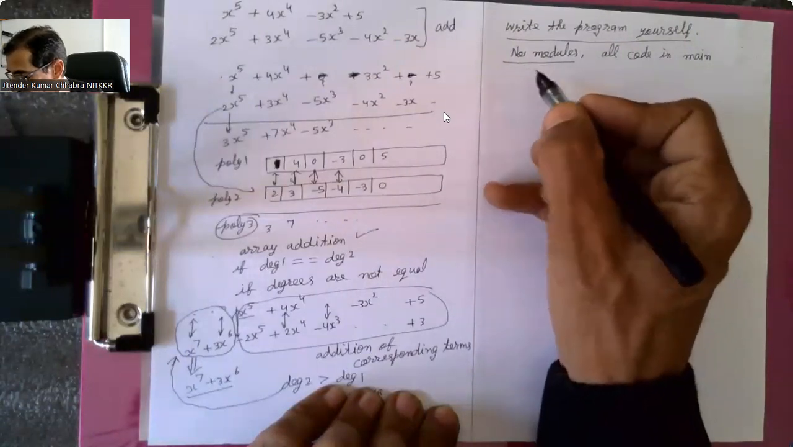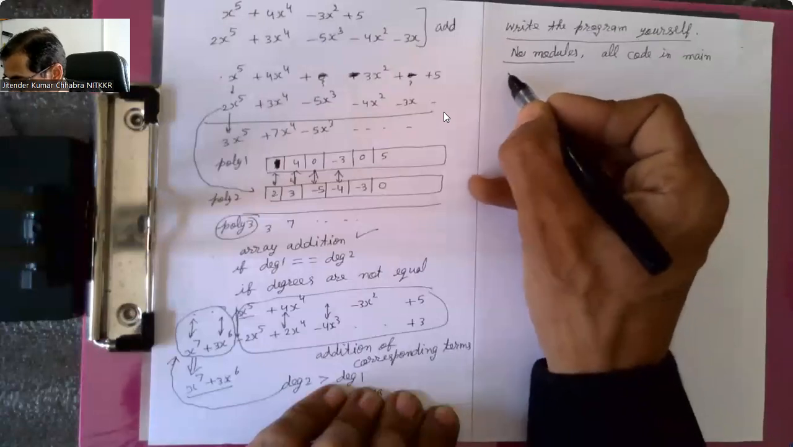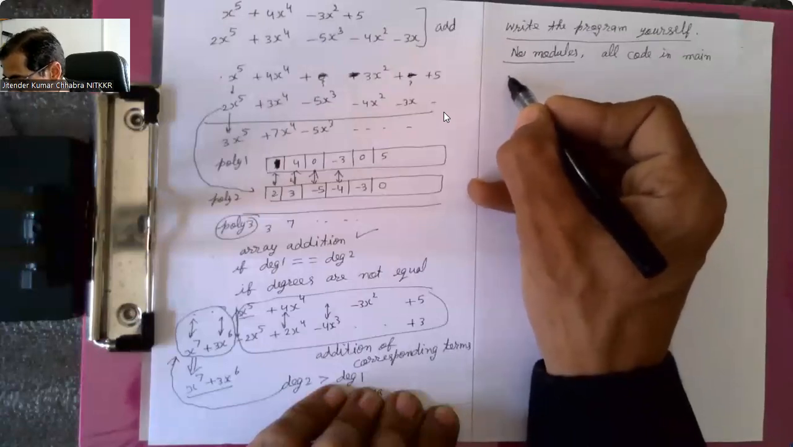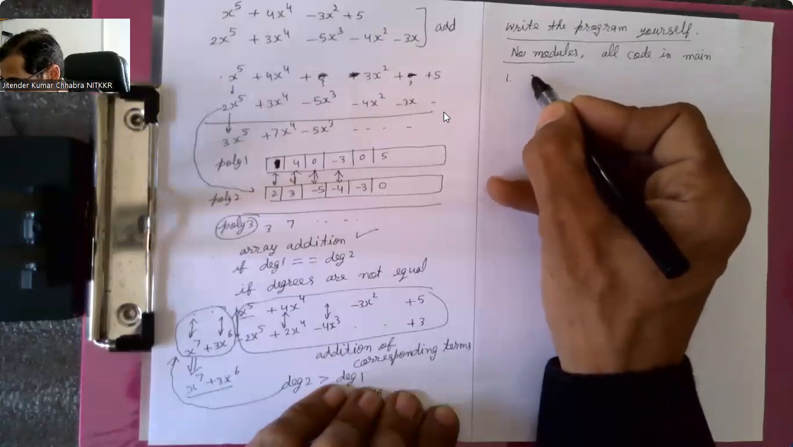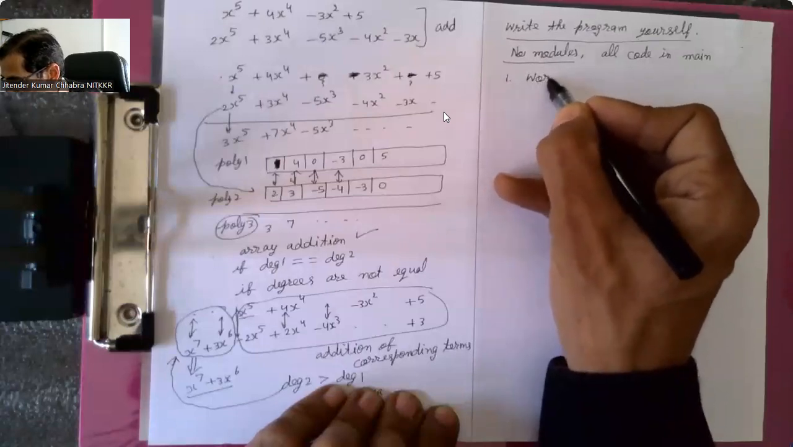Now, certain thumb rules. Number one, we should always aim to write initially a working program.